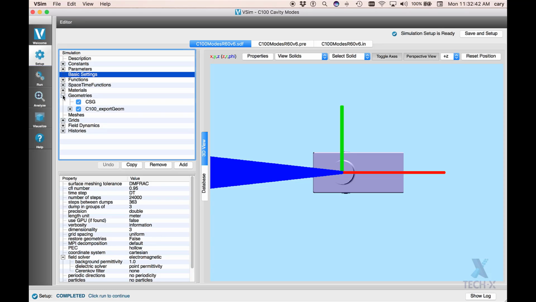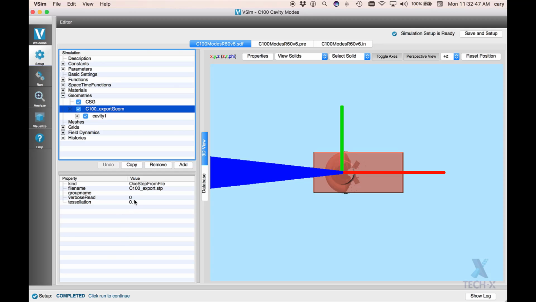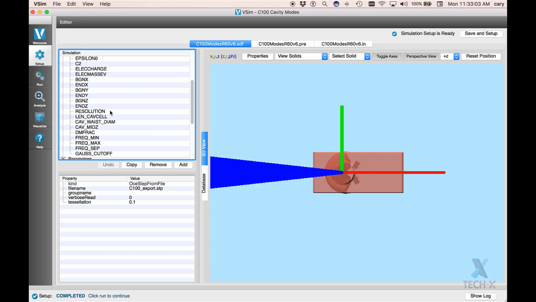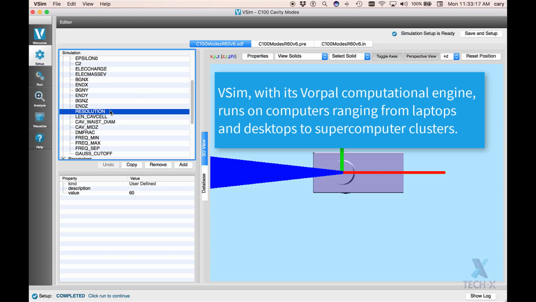We can improve our mode by changing the tessellation. The smaller the tessellation, the longer it takes to mesh, but the more accurate of a mesh you have. The other thing we could do is go up into the constants and change the resolution and put more grid cells in the cavity. Change that number, say, from 60 to 80. Of course, the simulation rapidly becomes bigger the more cells you have. Thankfully, Vorpal is highly parallel, and so this is not a problem if you have sufficient hardware.